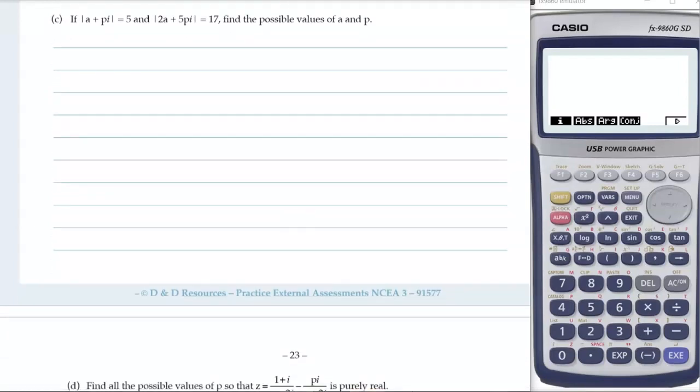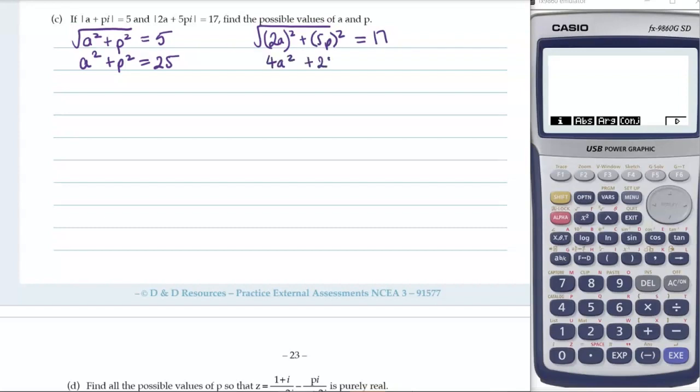Okay, modulus means we are taking the square root of the real part squared plus the imaginary coefficient squared, and that will be equal to 5. So a squared plus p squared equals 25. On the other side of things, we've got the square root of 2a squared plus 5p squared, and that equals 17. So then we'll have 4a squared plus 25p squared is equal to 17 squared, which is 289.